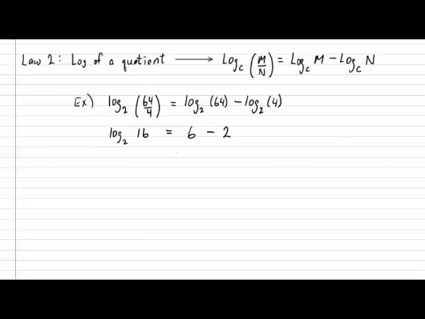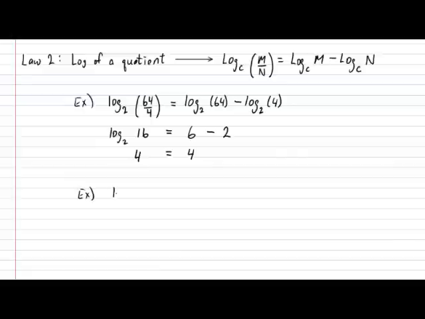Now let's keep simplifying the left side. Log base 2 of 16 is equal to 4, because 2 exponent 4 gives back the 16, equals to, and you can see right away on the right-hand side, 6 subtract 2 gives us 4. Let's take a look at another example of this law in action. Suppose this time I give you the following.